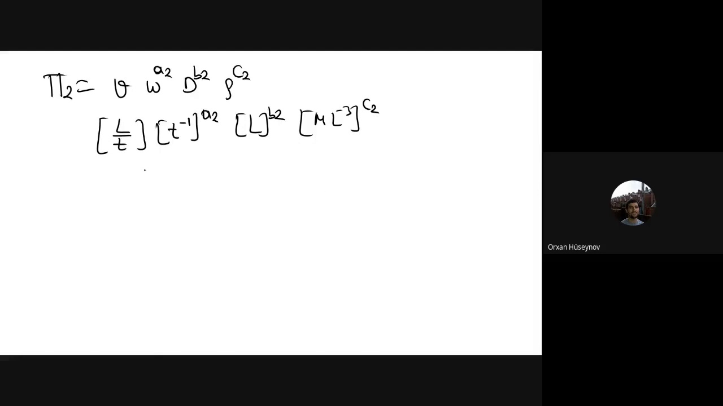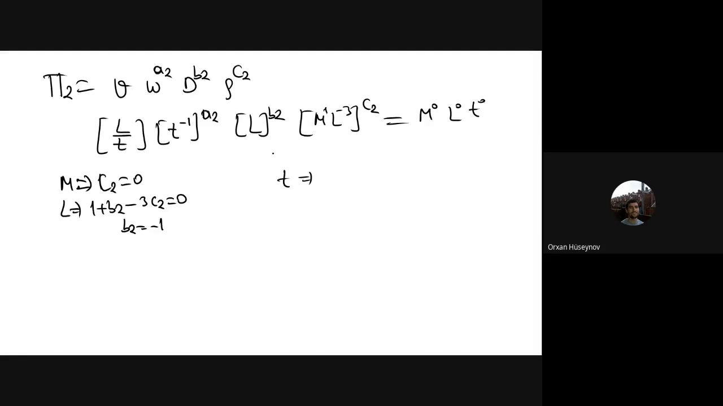And now, again, let's solve the linear equations here: the mass, the length, and the time. For the mass values, the only mass value is here. This should be equal to m0, l0, t0. Therefore, 1 multiplied with c2 is 0. For the length value, you will have the 1 here, plus b2 here, minus 3c2 here. It should be 0. And since c2 value is 0, b2 is negative 1. Okay. And the time value is negative a2.